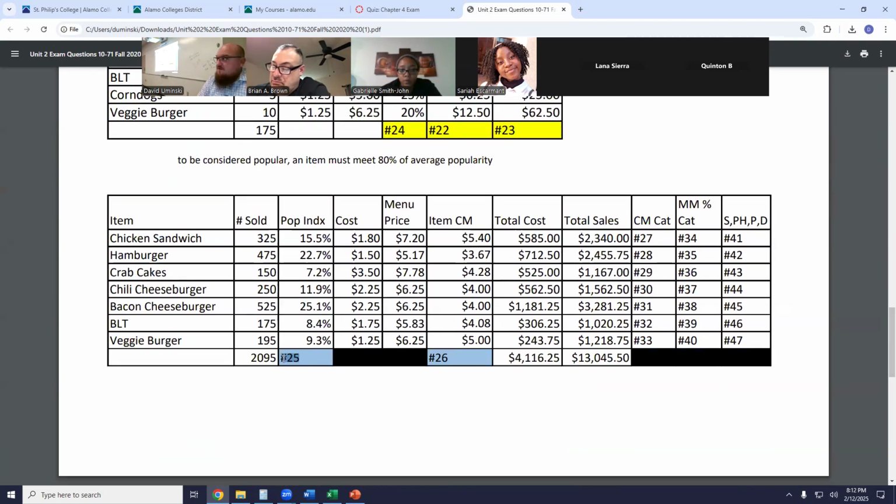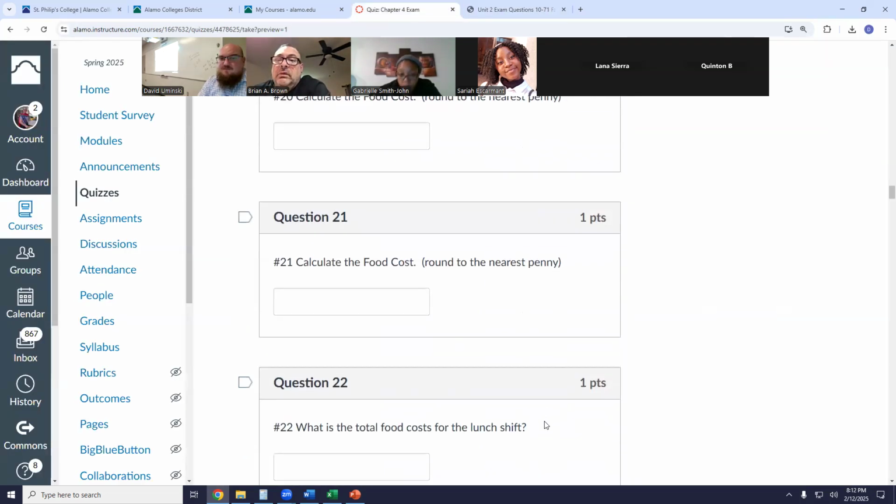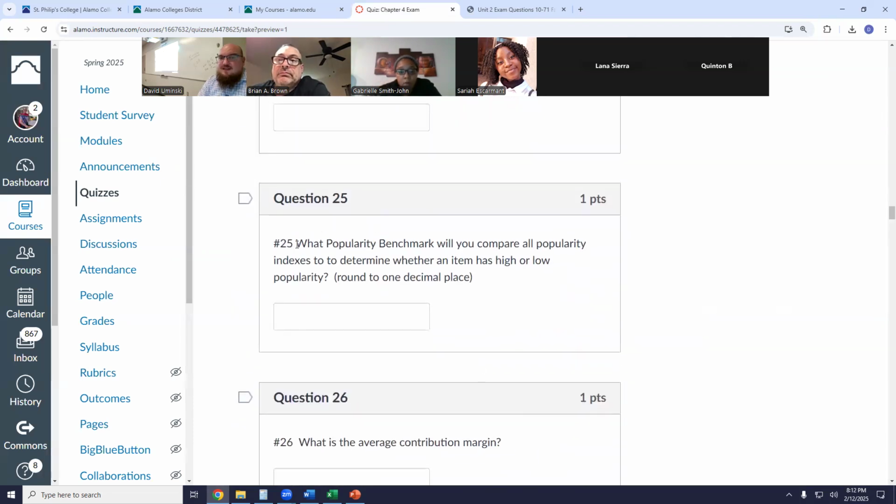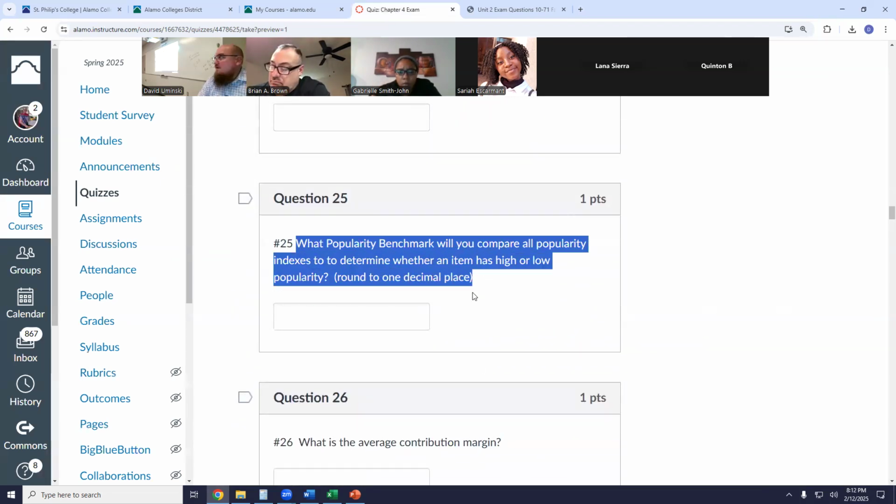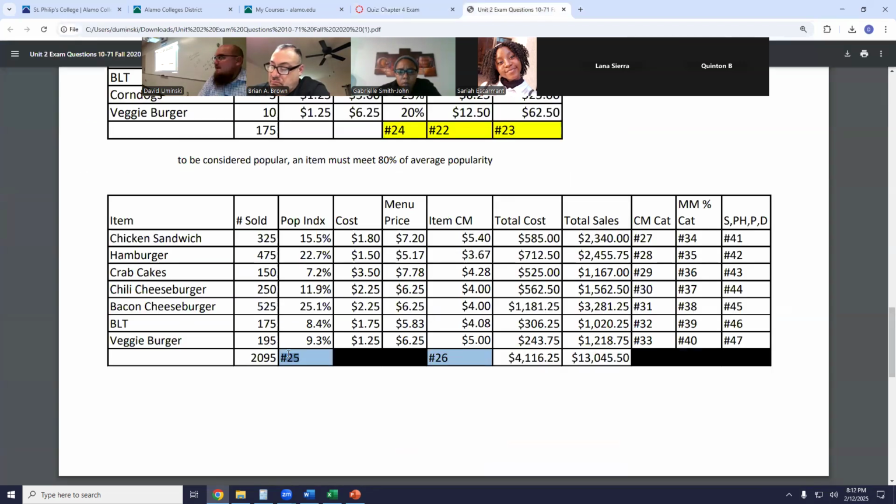Question 25. If we look on the exam for question 25, it says, what is the popularity benchmark? So that's what you're going to see right here, that popularity benchmark. I've already done the popularity index for you, because by this point, you've done your homework, you've done this activity, done enough practice with finding the percentages. Now all I want you to do is be able to analyze. So you'll find that popularity benchmark. Number 26. What do you think number 26 is?